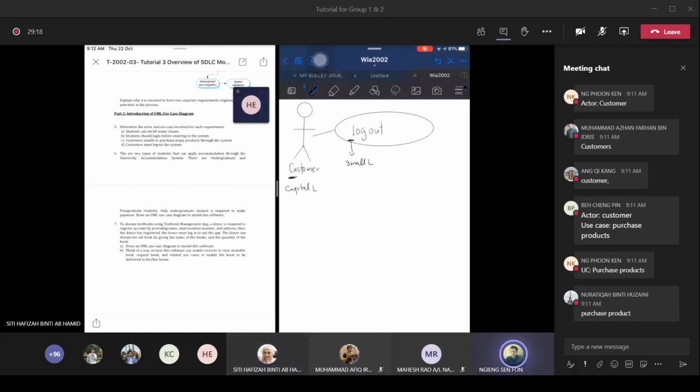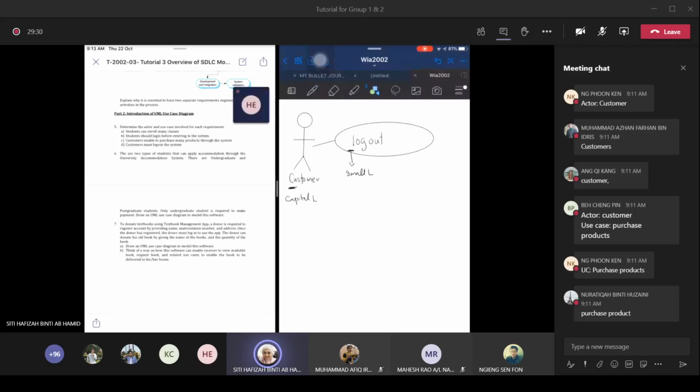Doctor, if it's log out of the system, no need to draw the system, right? Actually, this one is a snippet of a case study. Usually your question will come with the system boundary. Because this question doesn't state any name of the system, you don't need to have the system boundary. But if you draw it with this rectangle, the box will be better. Okay, any more questions?